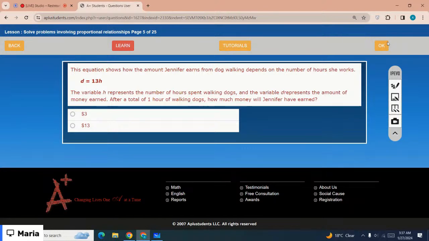Okay, the next one: this equation shows how the amount Jennifer earns from dog walking depends on the number of hours she works. d equals 13h. The variable h represents the number of hours spent walking dogs, and the variable d represents the amount of money earned. After a total of 1 hour of walking dogs, how much money will Jennifer have earned? So, which is the correct option?